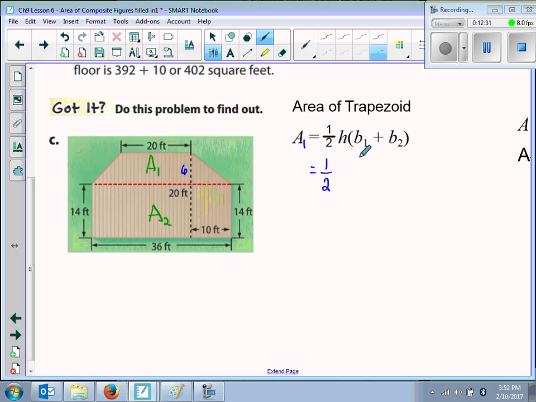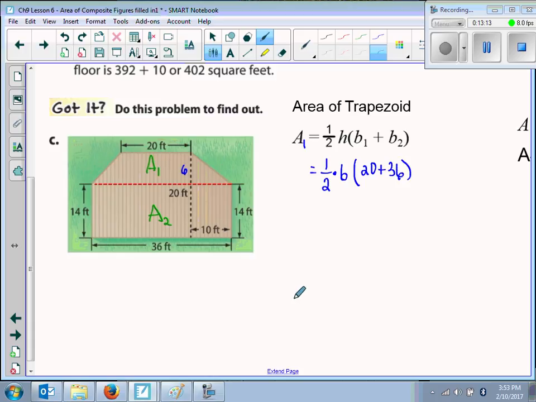Okay? So now we've got 1/2 times 6 times the sum of the bases. Now in a trapezoid, the bases are the parallel sides. So you know that this one and this one are not parallel, right? So that means the base is this one and this one. Is everybody clear? So what am I going to add for my 2 parallel bases? 20 and 36. Very good. So this is going to be 20 plus 36.